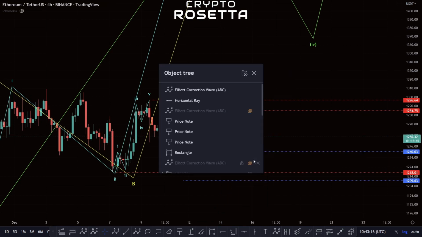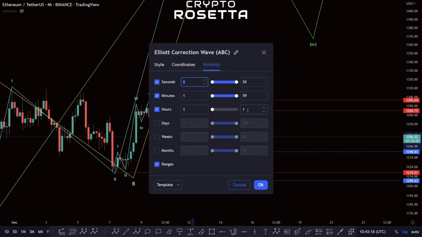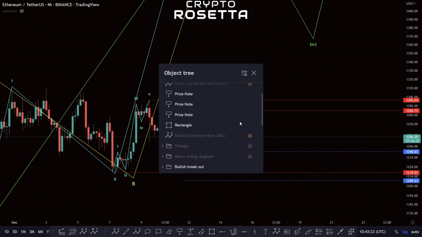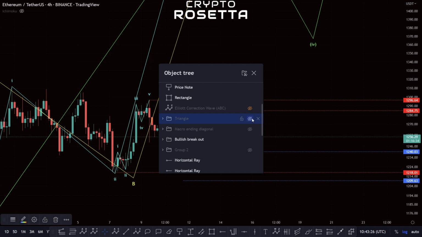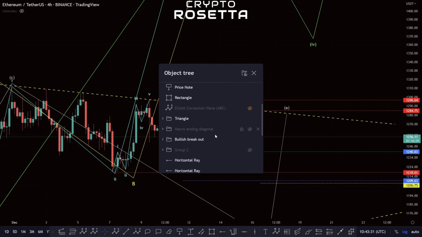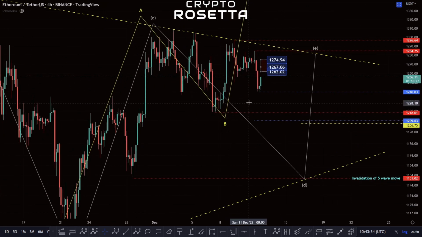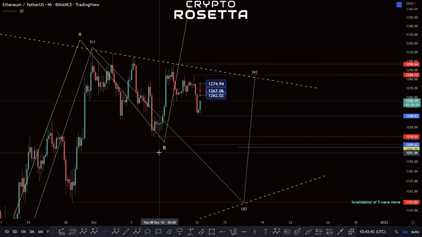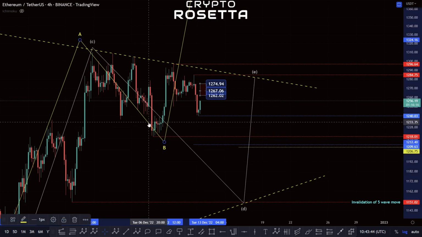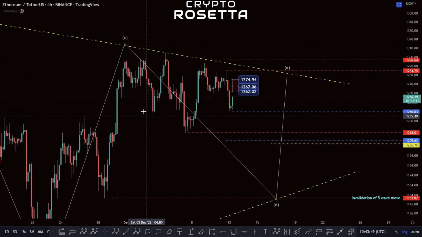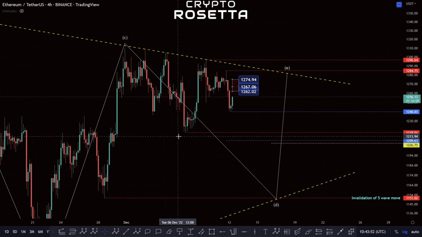So if I just quickly jump over here and we turn on the triangle option. Let's actually turn off that bullish breakout. There we go. So it is still possible that we could be forming a triangle within this move, though, like I said previously, what we would be looking for, if I just remove this, actually, we don't need it. What we'd have to look at this as is a diagonal within this wave one.